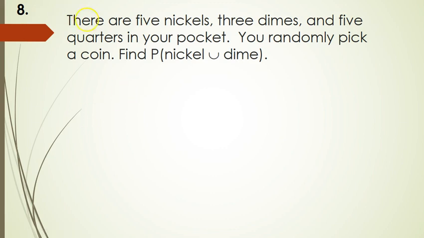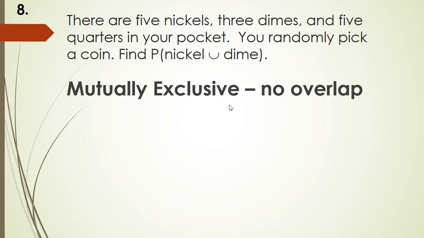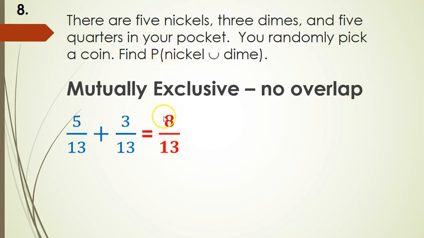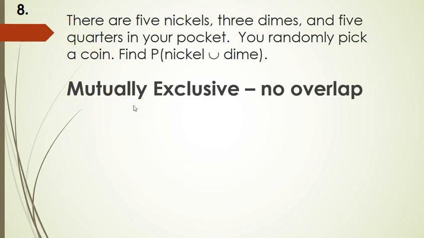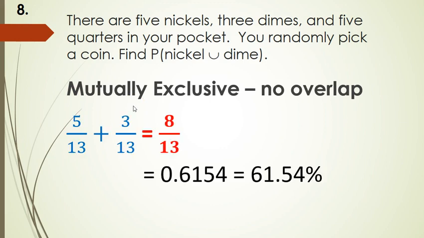You're right, the answer is no. So I can't pull a nickel and a dime at the same time if I'm only pulling one coin, right? So this is going to be mutually exclusive, okay? Because there's no overlap. So then we're talking about how many nickels? 5 over the 13, right? And then we're going to add to it the number of dimes, which is 3 over 13. 5 over 13 plus 3 over 13, that's 8 over 13. And if I divide that 8 by 13, I get 0.6154, 61.54%. Again, remember, the answer could be represented in any of these 3 ways, so you guys got to read the questions on the test.